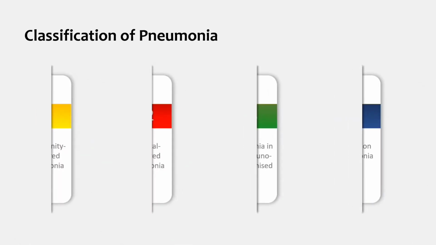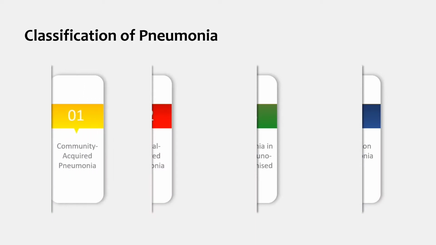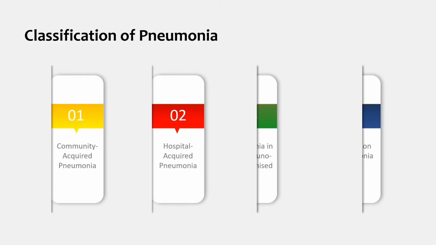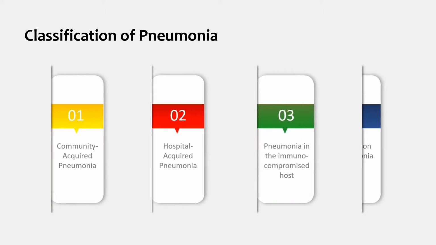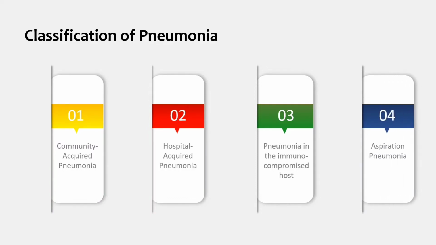Classifications of pneumonia. Pneumonia is classified according to its etiologic agent. First, we have community-acquired pneumonia. The second one is hospital-acquired pneumonia. Next is pneumonia in the immunocompromised host. And last one is aspiration pneumonia.